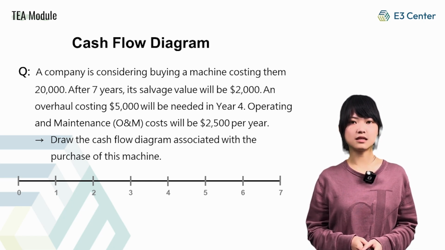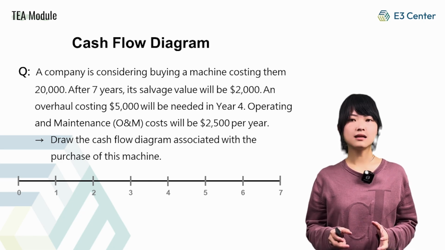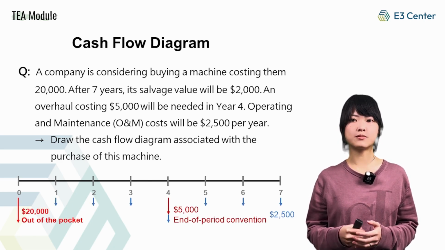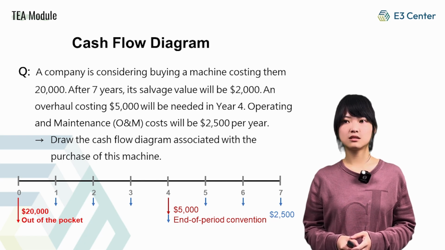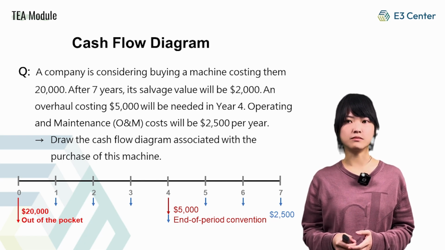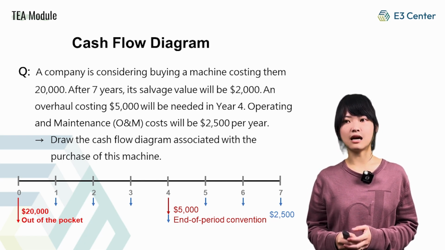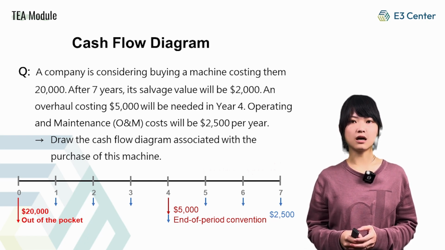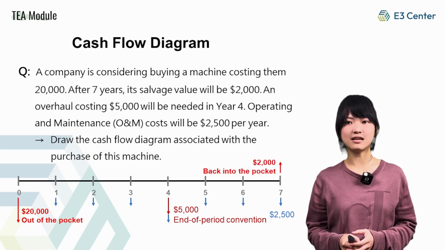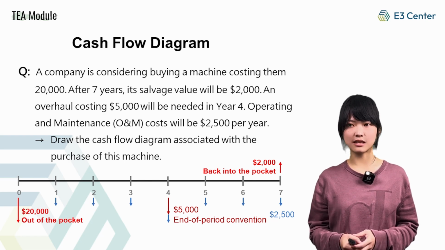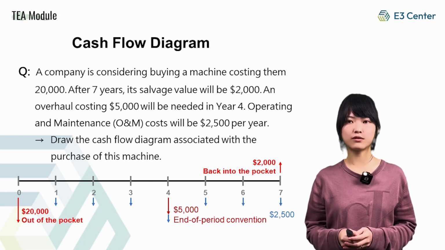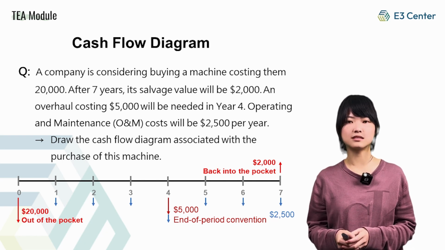So here you can see, we first draw the line, and then we next draw the down arrows which represent the money going out, such as the initial purchase of the machine and the midlife overhaul in this case. And then we draw the up arrows, which indicate money coming in, or savings. For instance here, the salvage value of $2,000 at the end of year 7.